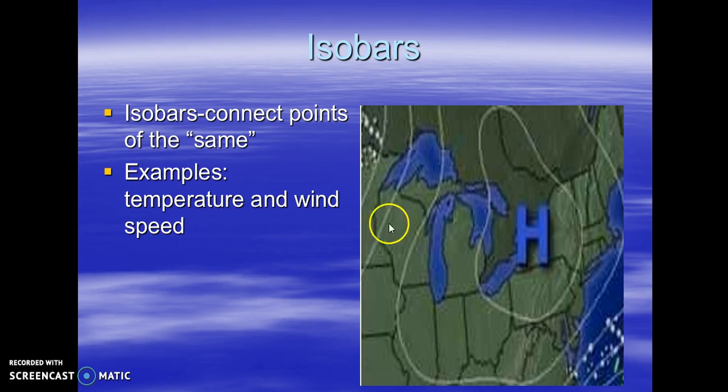All right, isobars, the little lines that you see that go around these. Well, this whole area, let's say this is 40 degrees. Well, it's 40 degrees all the way around this line. Or maybe the wind speed. Maybe this is 30-mile-an-hour winds all the way around. It's kind of like a topographic map. This whole thing will be the same number all the way around. Go ahead and write it.